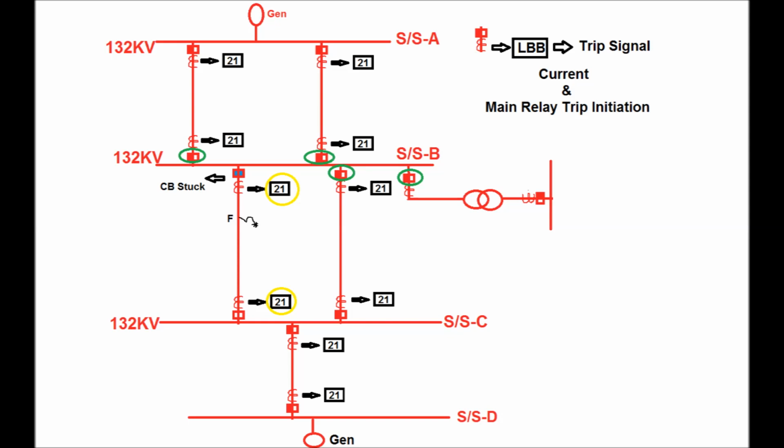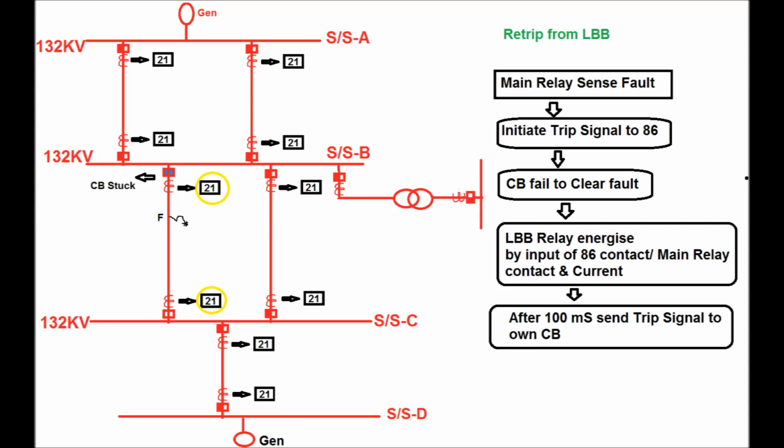Now what will the LBB relay do? By getting the input signals from the current and main relay trip initiation, it will first send a retrip signal to the local end circuit breaker by giving a trip pulse to trip circuit 1 and trip circuit 2 of the local end breaker. If again the breaker fails to clear the fault because the CB pole stuck persists, then it will give a back trip signal, or it will energize the trip bus to initiate the trip signal to all the circuit breakers associated with the local end bus and thereby clear the fault from the system.